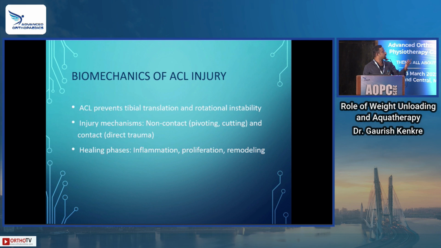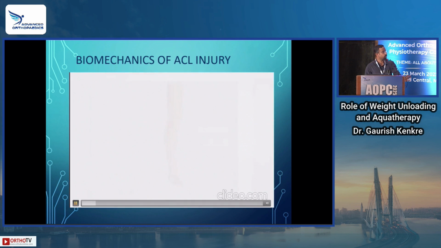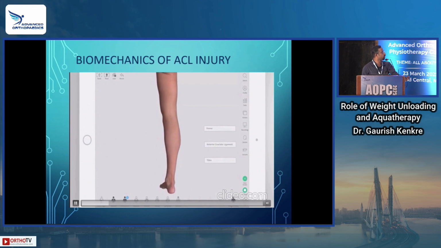So we all know the ACL helps us to prevent tibial translation as well as rotational instability. Most injury mechanisms can be indirect, where pivoting and cutting can lead to ACL injury. Contact injuries can also affect ACLs. Healing phases: inflammation, proliferation, remodeling. I'll quickly go through these. This is just a small video about the mechanism. I think from morning you must have gone through it.